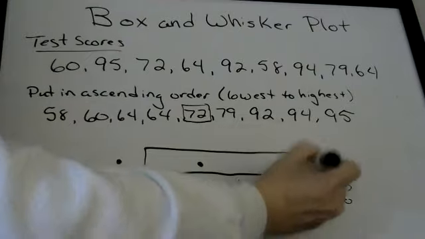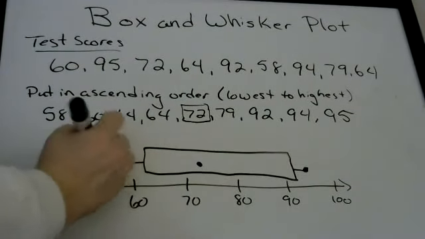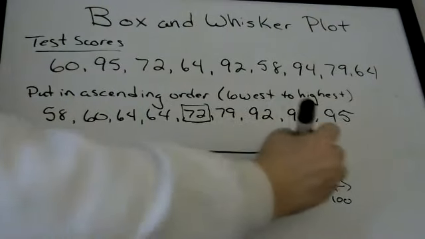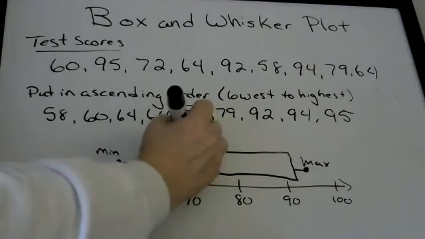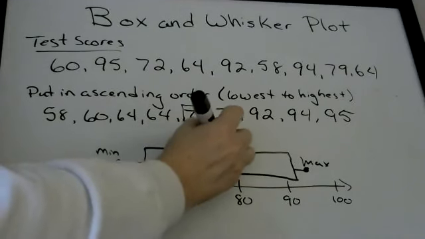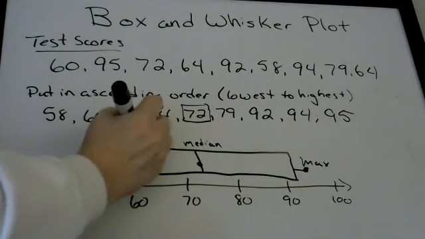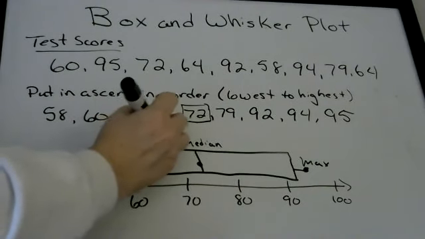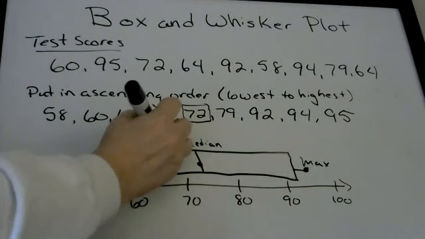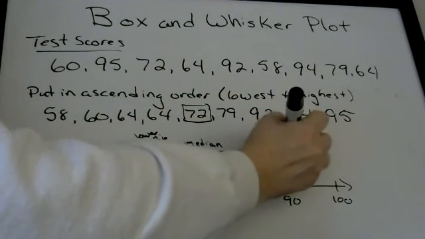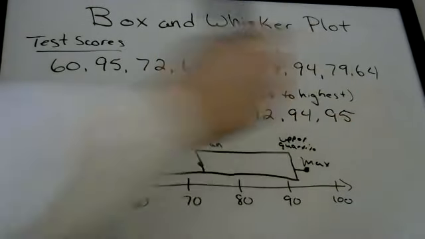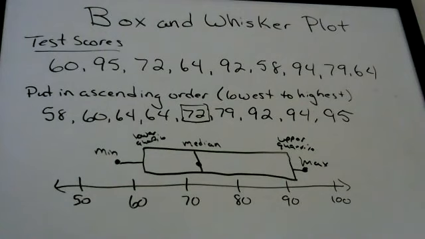And then we draw our whiskers out to our minimum and our maximum. So this is the minimum, this is the maximum, and then we draw a line for the median. And then we know this is our lower quartile, and this is our upper quartile. So this is the box and whisker plot for this data set.